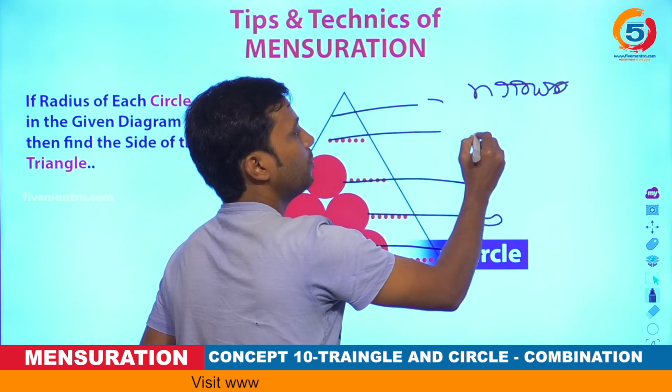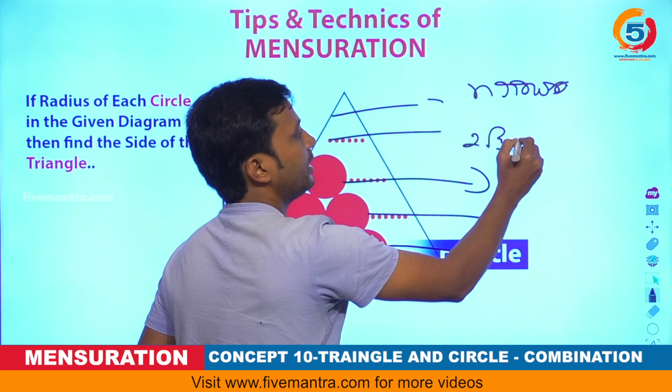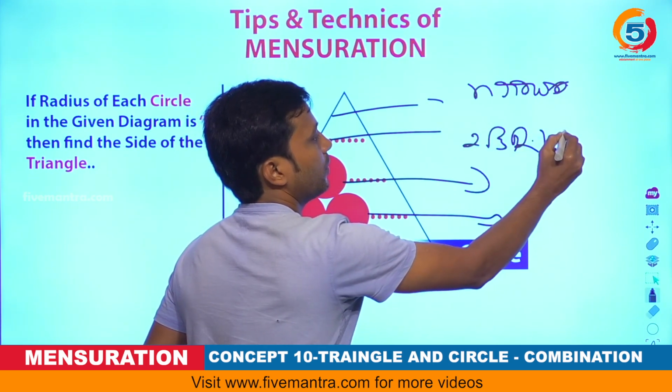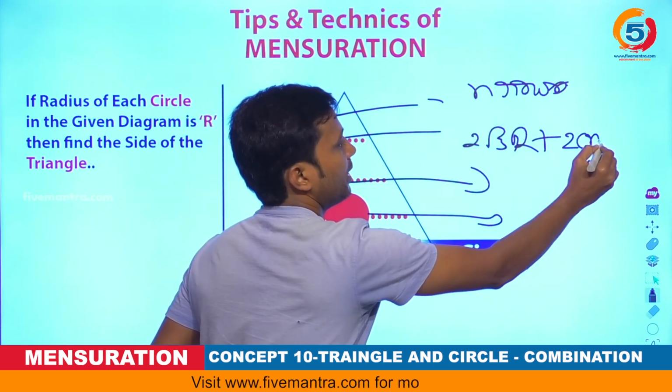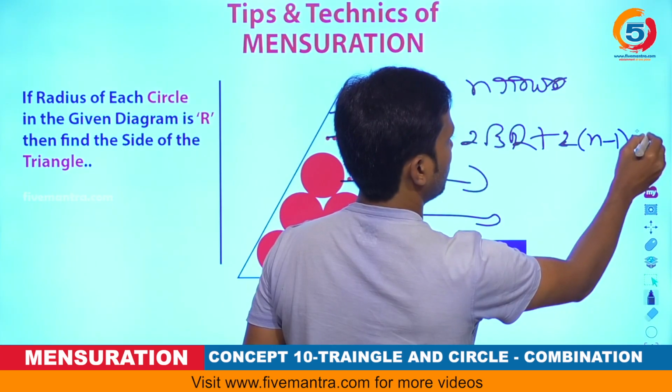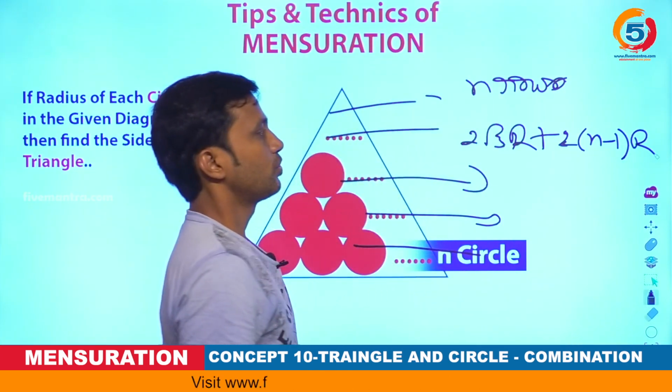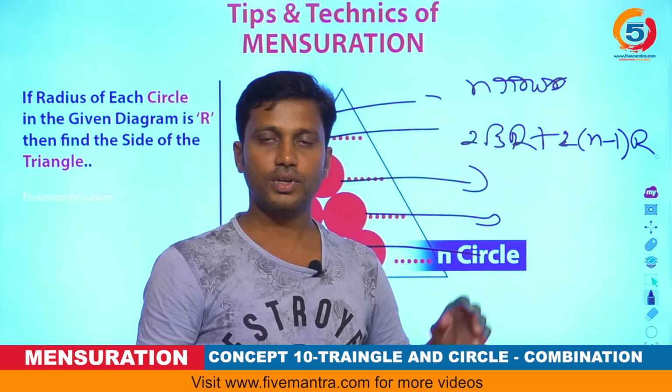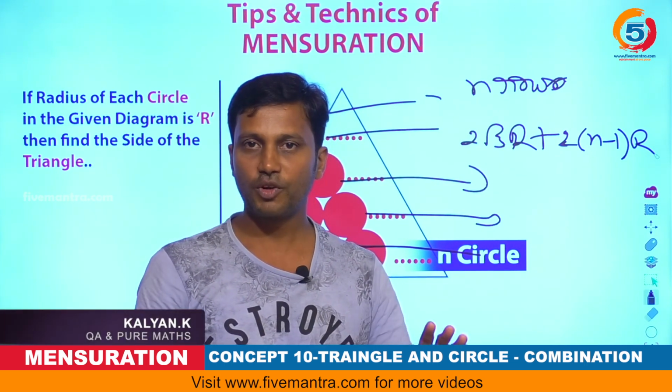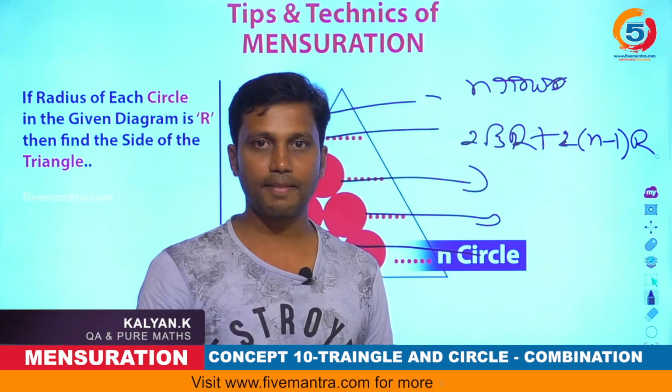Your answer would be how much? 2 root 3 R plus 2 into (n minus 1) into R. So this is the final answer for n number of rows inserted inside the triangle.